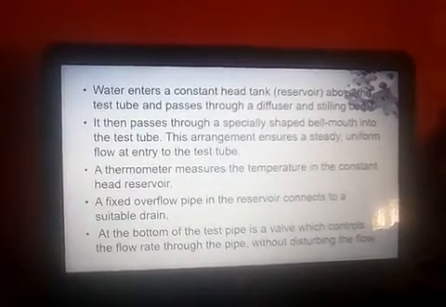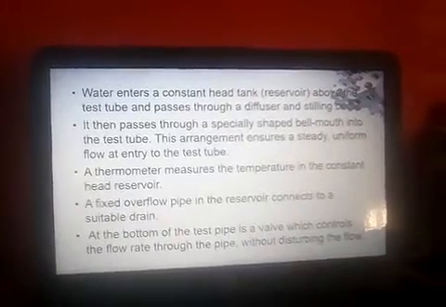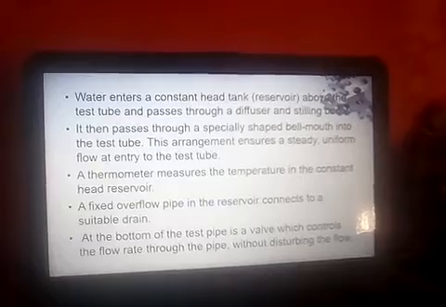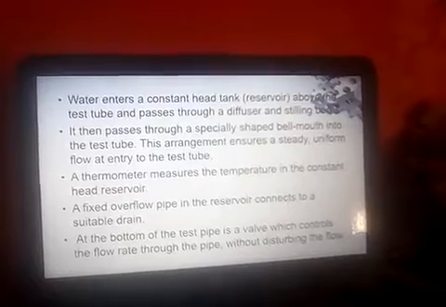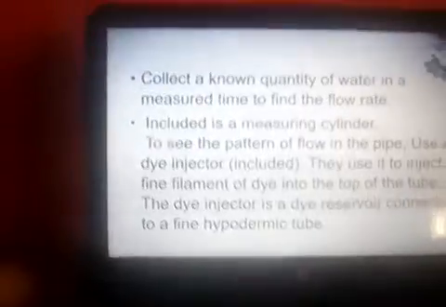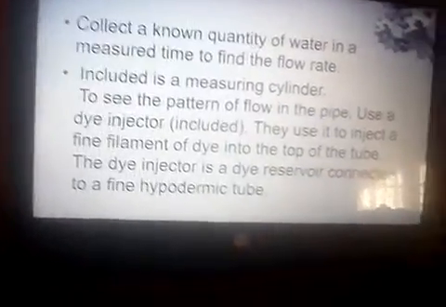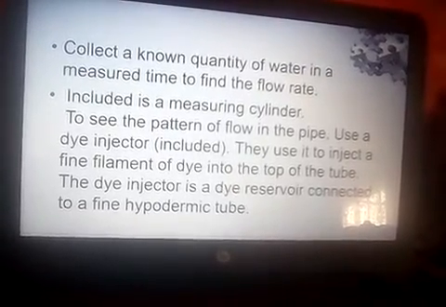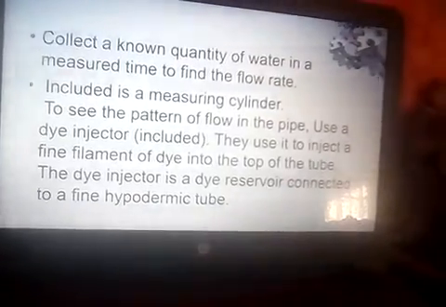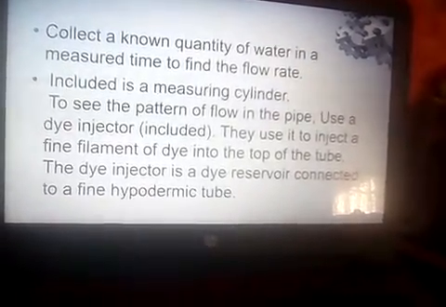Then a thermometer measures the temperature in the constant head reservoir, and a fixed overflow pipe in the reservoir connects to a suitable drain. And at the bottom of the test pipe is a valve which controls the flow rate through the pipe without disturbing the flow. Yung valve na to, siya yung nagko-control ng flow rate. Of course, included is a measuring cylinder. To see the pattern of flow in the pipe, they use a dye injector. Later on the video, makikita nyo yung tinatawag na dye injector.